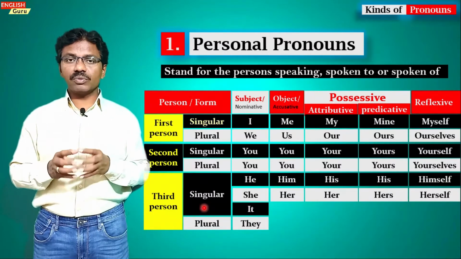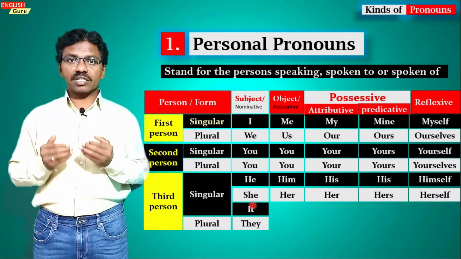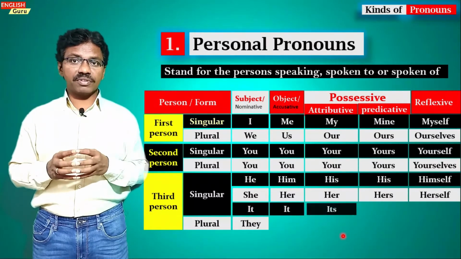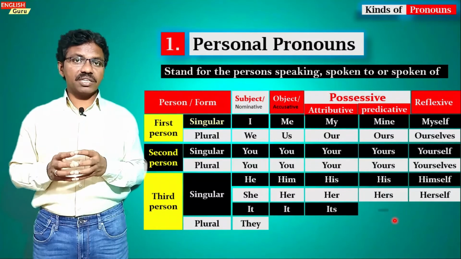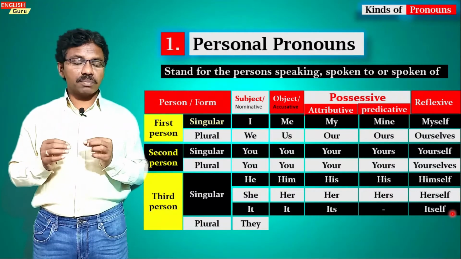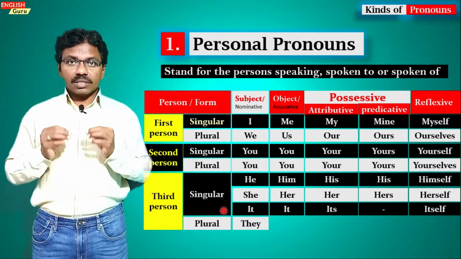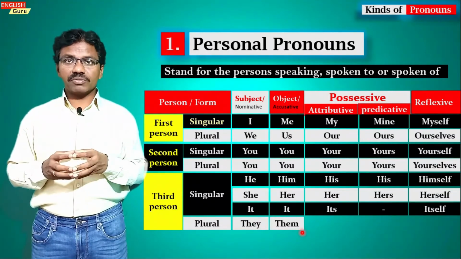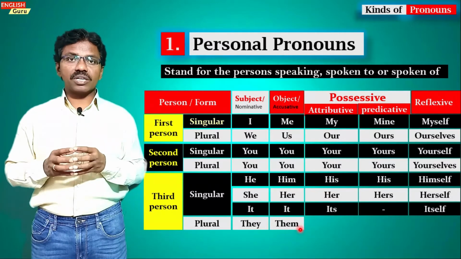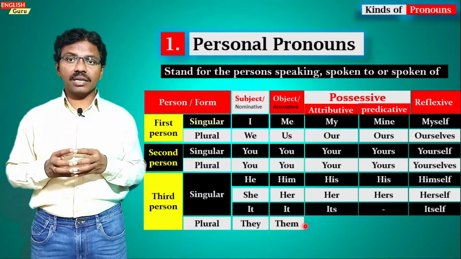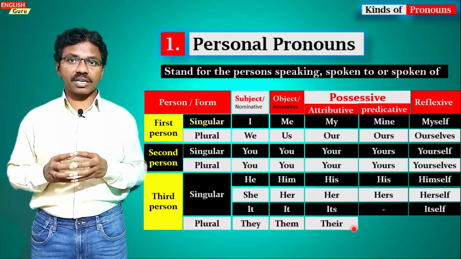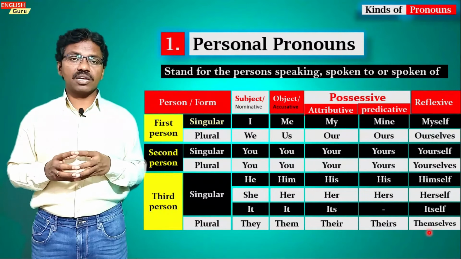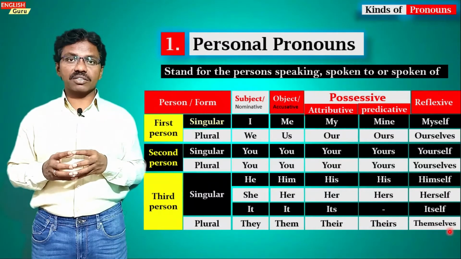Third person singular, third one is it. It is subjective case and objective case is also it, whereas possessive case its, and reflexive it is itself. And when it comes to third person plural, that is they. They is a subject, that is nominative case, and them, that is object, that is accusative case, and the next their is a possessive case, and theirs is also a possessive case but predicative case, and themselves is a reflexive pronoun.